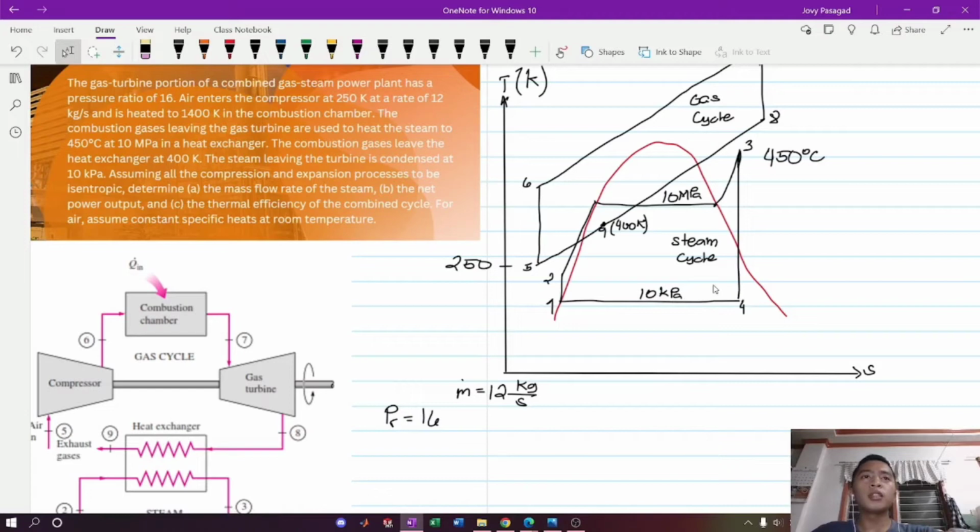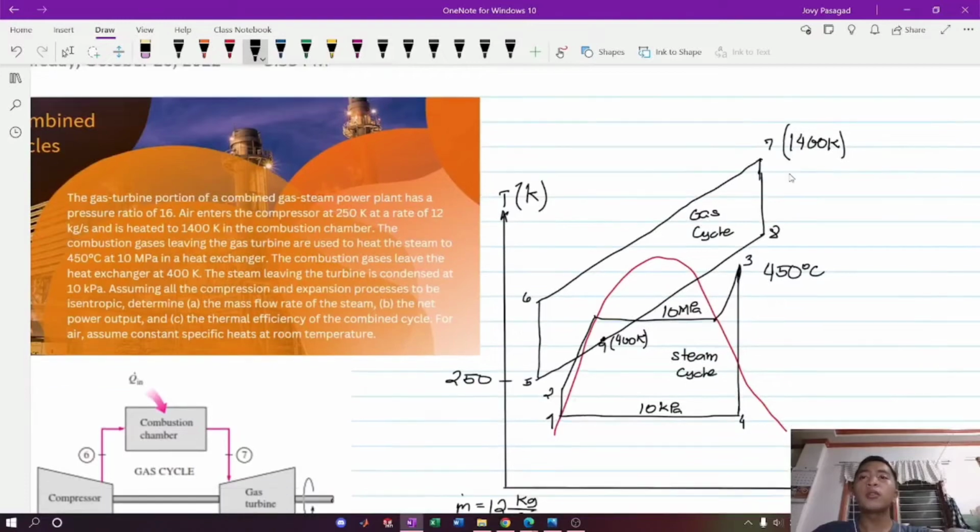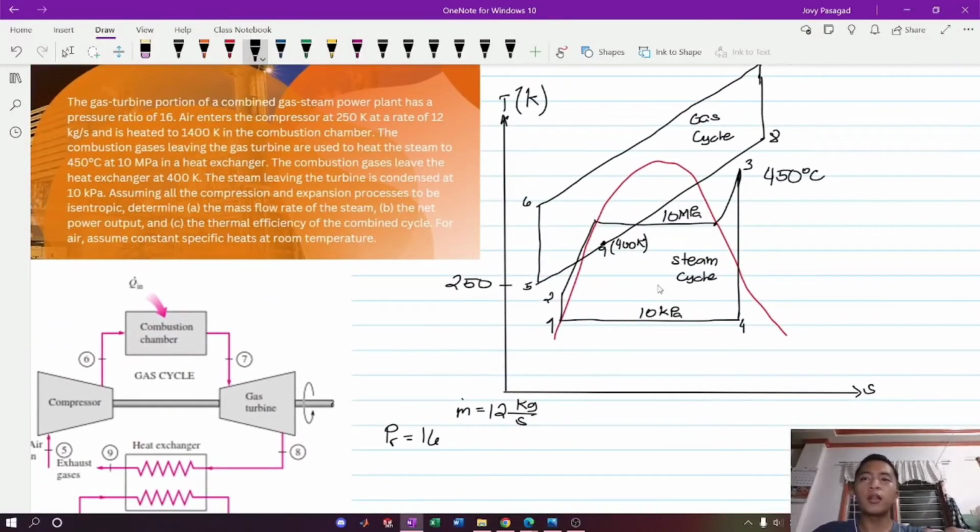Assuming all the compression and expansion processes to be isentropic. Isentropic meaning reversible and adiabatic, so meaning your entropy is constant. Kung isentropic ni pod, your Q is equal to 0, so meaning walay heat transfer.